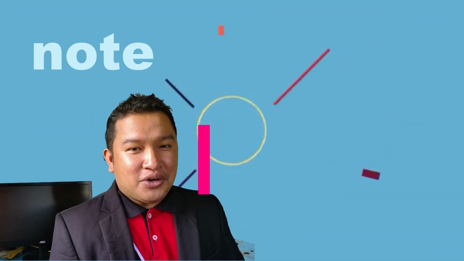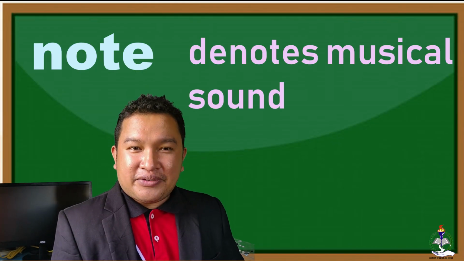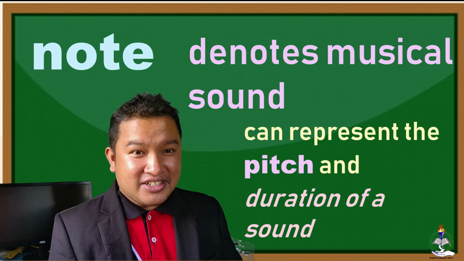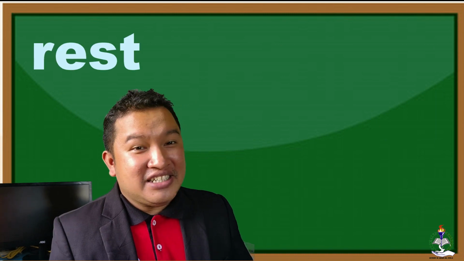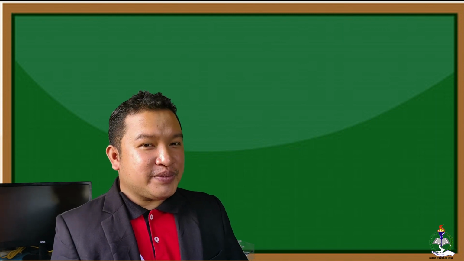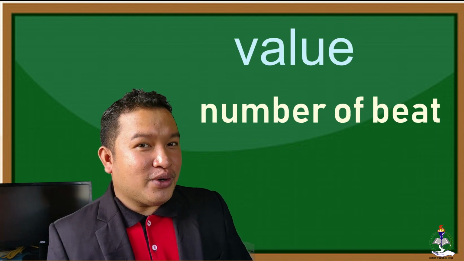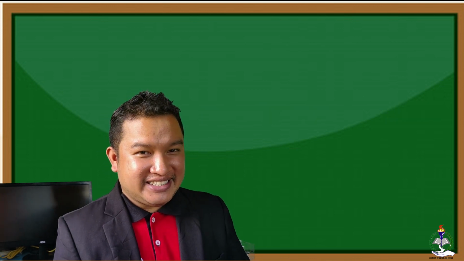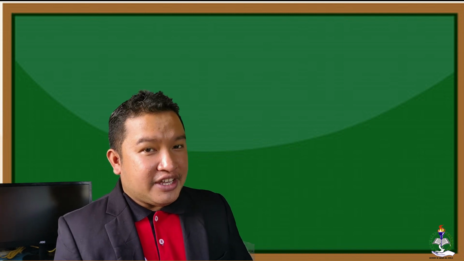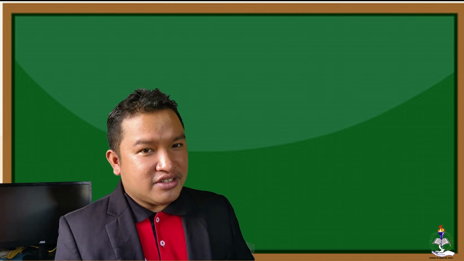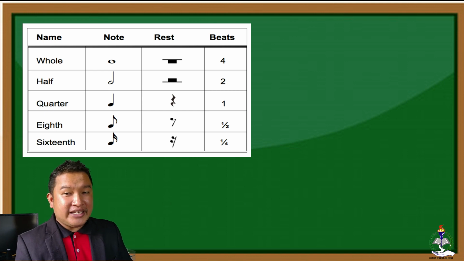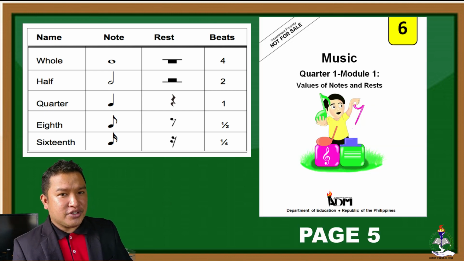In music, a note denotes musical sound. It can represent the pitch and duration of the sound in a musical notation. On the other hand, a rest denotes duration of silence. Each note and rest has its corresponding value, and that we call number of beats. The duration of sound or silence depends on the number of beats. The higher the number, the longer the duration. Try to see the illustration of the different notes and rest and their corresponding values on page 5 of your module.